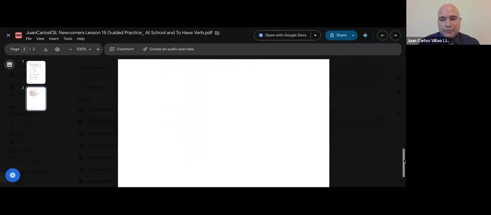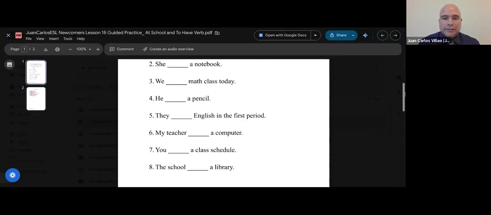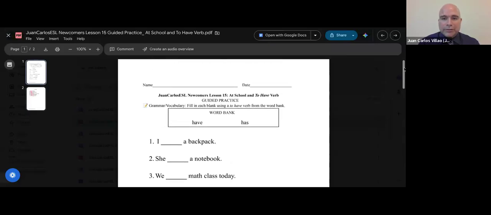So making it easier. I invite teachers to print out the guided practice to give students the opportunity to handwrite their responses.